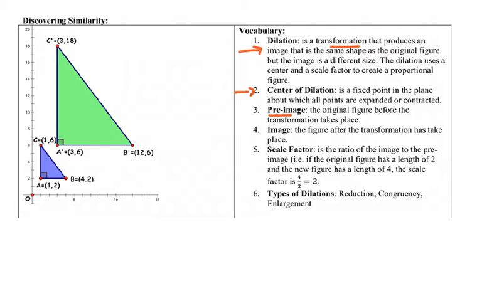Okay, the pre-image, remember we've learned this before, that the pre-image is the original figure before the transformation. So in this picture, the purple figure will be the pre-image. And I can tell that because of the notation. Notice that that says B prime, and that's the notation for an image. So the image is after the transformation has taken place.